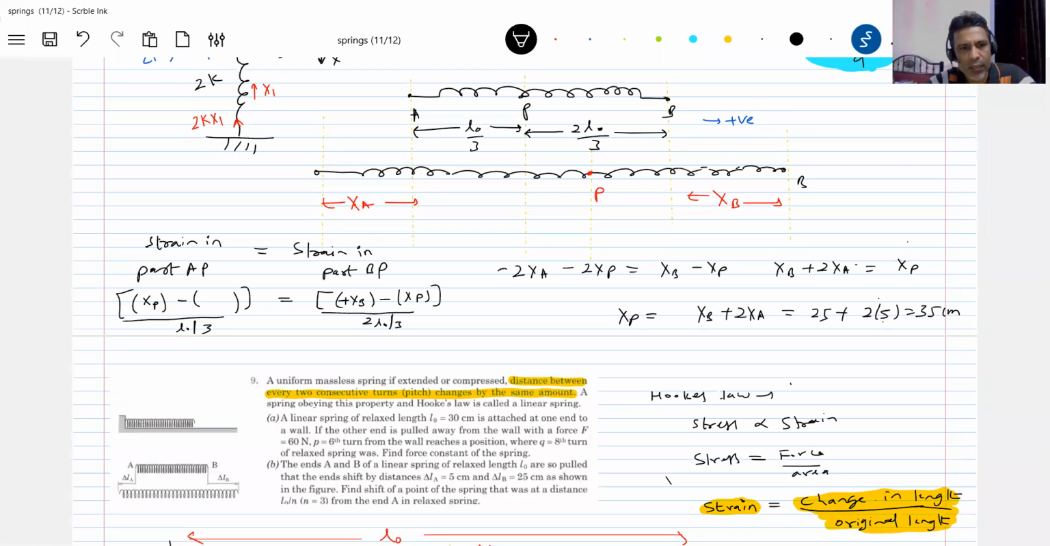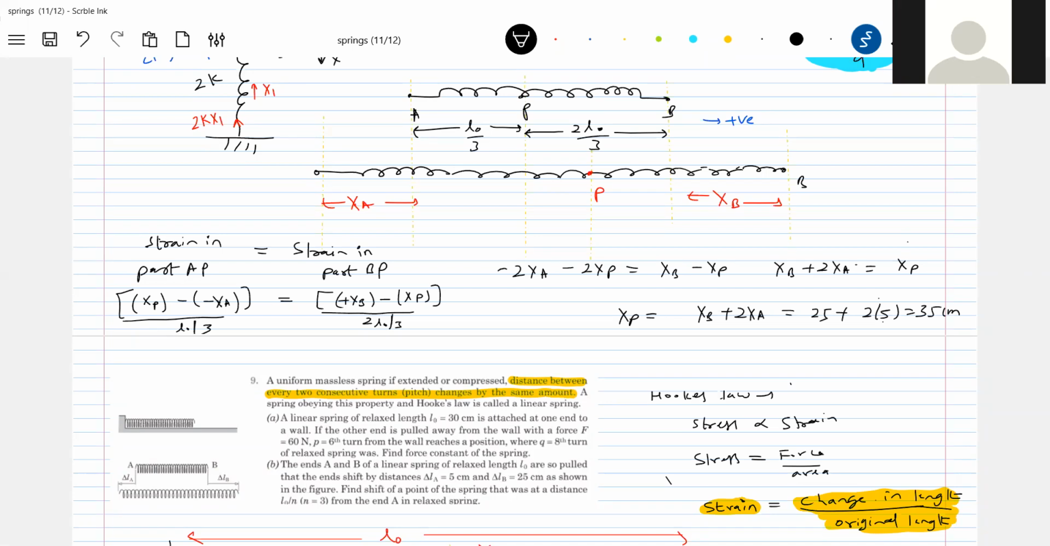XP minus, this will be XA. What is XA? XA is towards left, no? So I'll put it so. We are not sure, we're just assuming that B is having more displacement. So I'll do it like this: XB minus XP by 2L0 by 3, then XP minus of minus XA, since XA was displacement towards left. Got the idea? Now you substitute and solve it. If you get XP negative, that particular point P has displacement towards left. If you get XP positive, that point has displacement towards right.